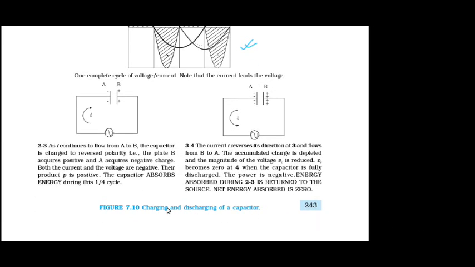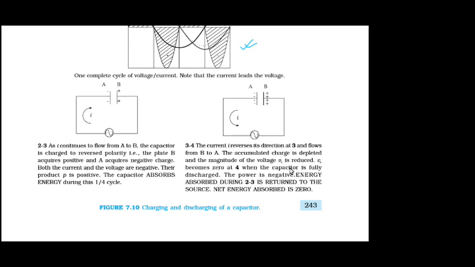In 2 to 3, I continues to flow from A to B. The capacitor is charged to reverse polarity, that is, plate B acquires positive and plate A acquires negative charge. Both the current and voltage are negative, therefore the product P is positive. The capacitor absorbs energy during the quarter cycle.